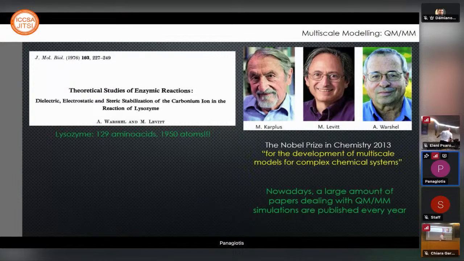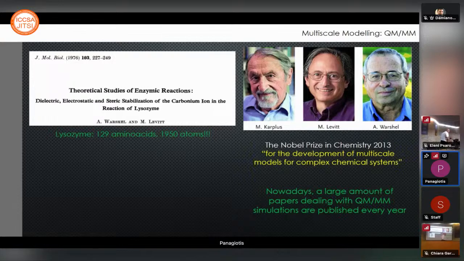So the system contained 1,950 atoms. It was a huge system, impossible to study at the quantum level, even for semi-empirical methods at that time, in 1976.